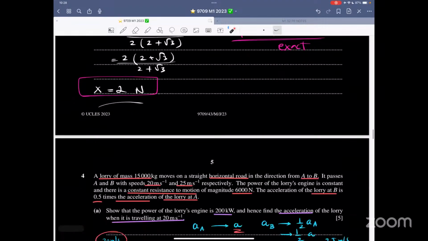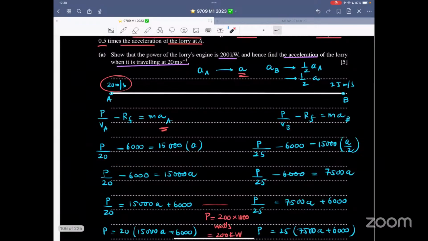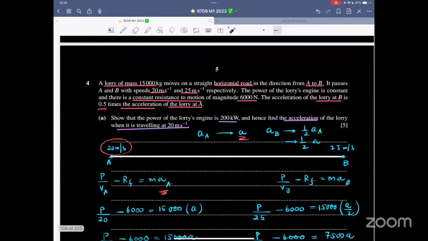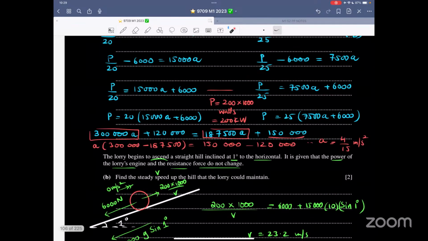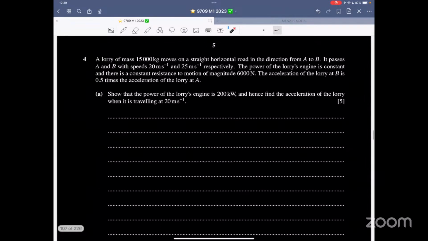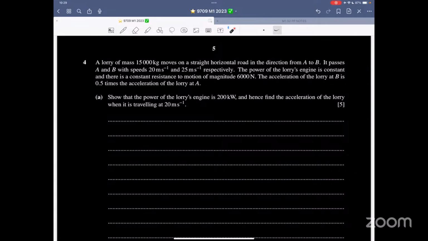I think I'll skip this one. This looks like a nice question. Question number 4A. Let me first add a page so you can see it blank. Read the question.